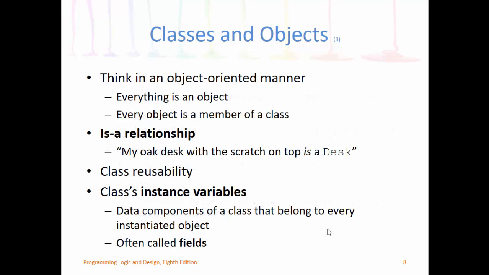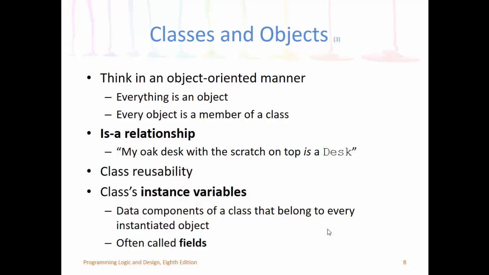Thinking in an object-oriented manner, everything is an object. Every object is a member of a class and has an is-a relationship. For example, my oak desk with the scratch on top is a desk. My oak desk with the scratch on top could be the object, and desk is the class.